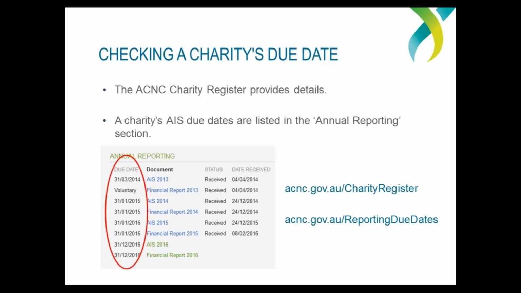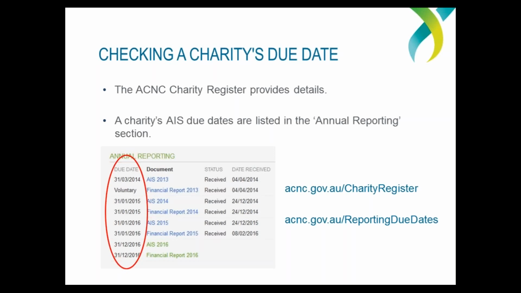That's right, but what if you're unsure of the reporting period you have recorded with the ACNC or when your charity's AIS is due? Well, there's an easy way to double check. Simply jump online and visit the ACNC's charity register, and that's at acnc.gov.au/charityregister. Once you're in there, just type in your charity's name or its ABN and your charity listing will pop up.